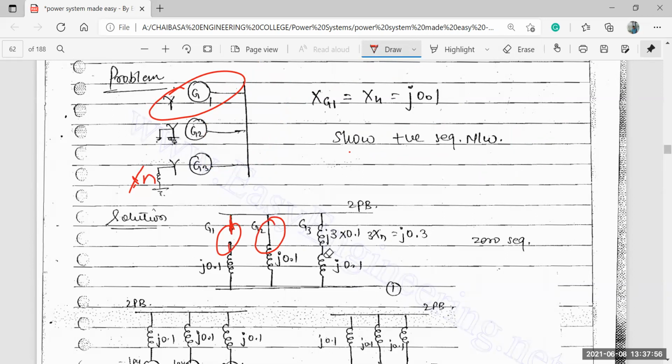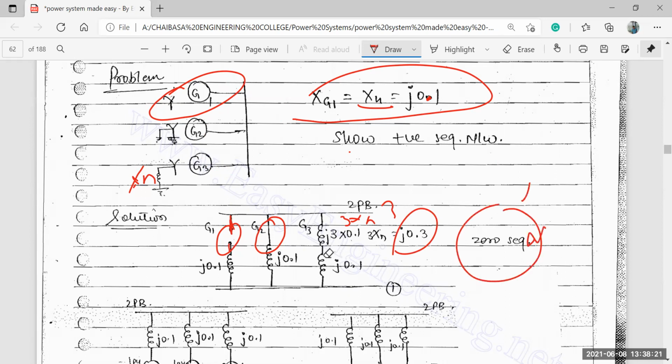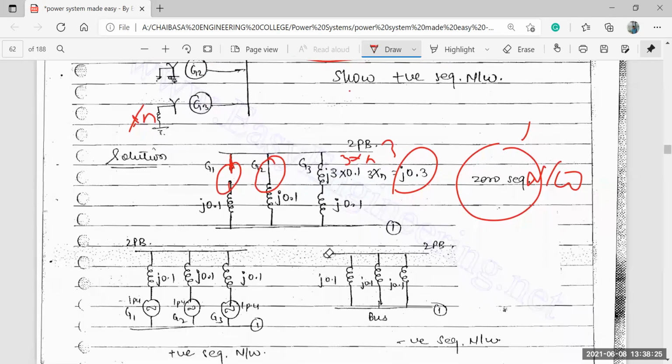This would be your 3Xn. As we know, Xn and XG1 are 0.1, so it will be 3 into 0.1, so it will be 0.3. So these are the zero sequence network. This is a zero sequence network.